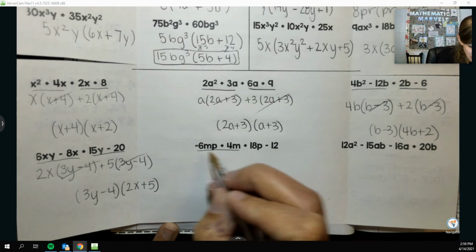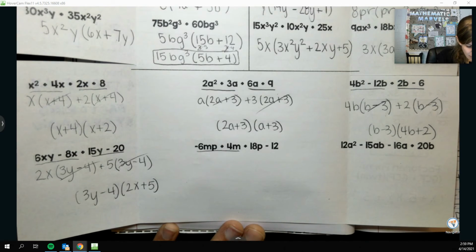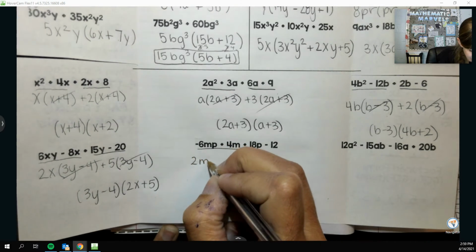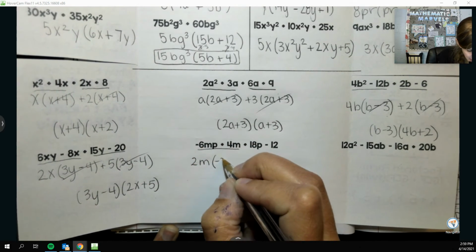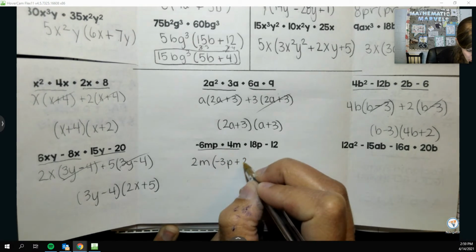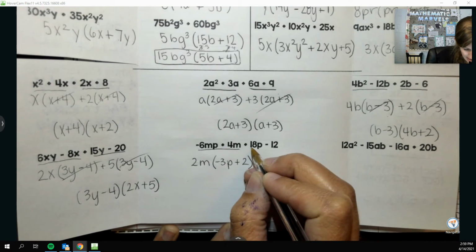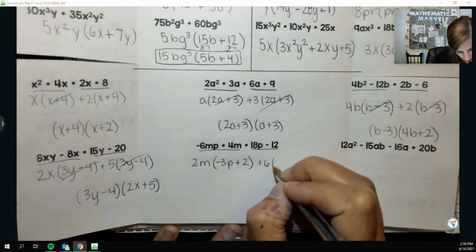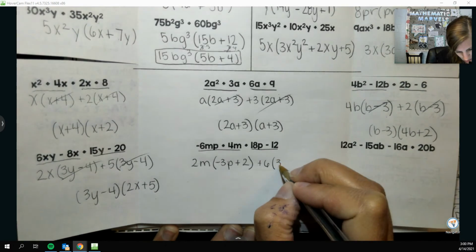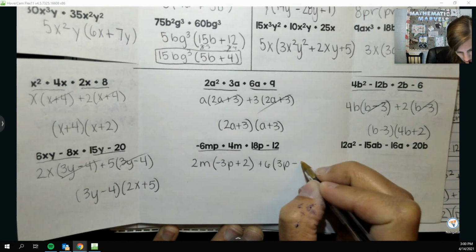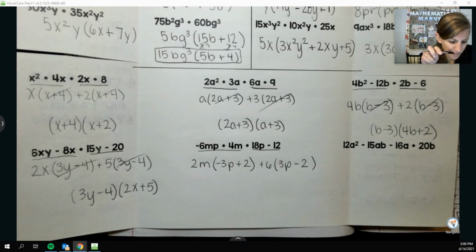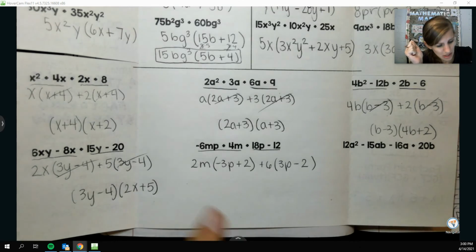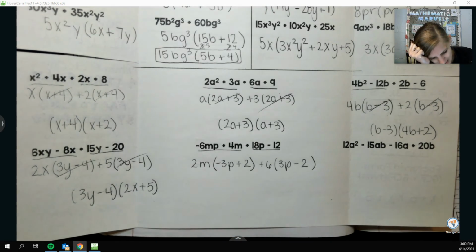All right, looking at these 2, let's see. I think 2m. If I take a 2m out, I'm going to have negative 3p plus 2. And then when I look at these 2, I think the best I can do is take a 6 out. And that is 3p minus 2. Oh no. My twins aren't twins, but they are really close. They're the same numbers. My signs are just different.